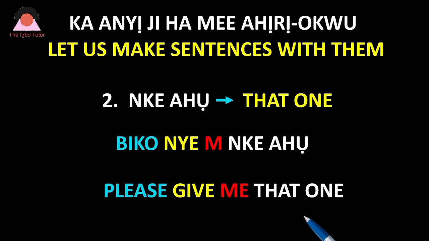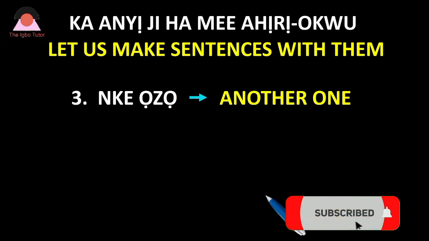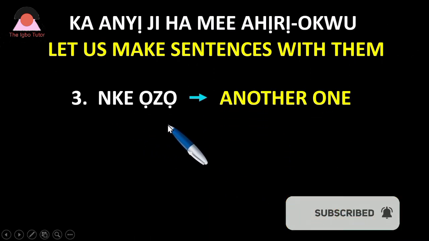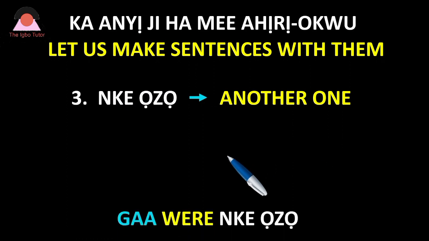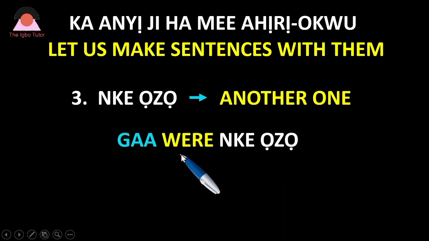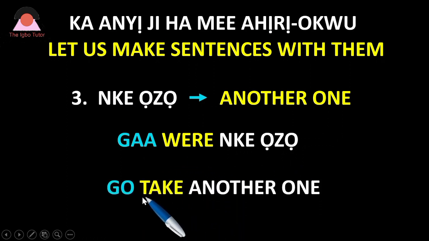Let's go to number 3 and see what we have here. We have nke ozo, meaning another one or next one, as the case may be. Let's have a sentence for this. Ga were nke ozo. What does this mean in English? Go take another one. Ga were nke ozo. Good. I hope you are getting it very well.